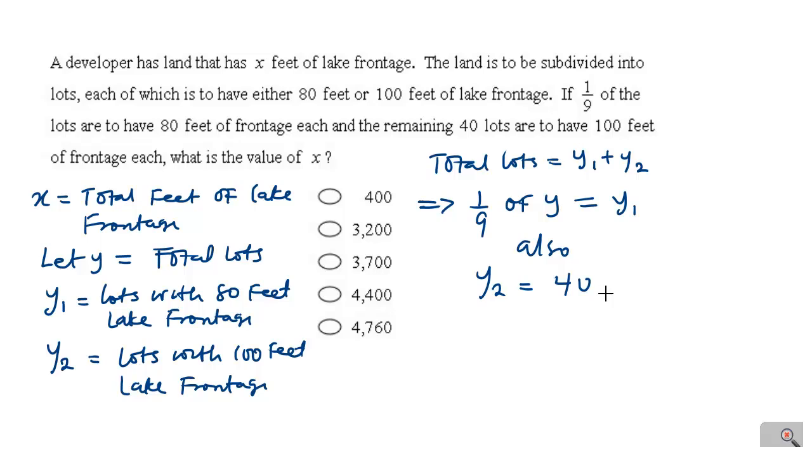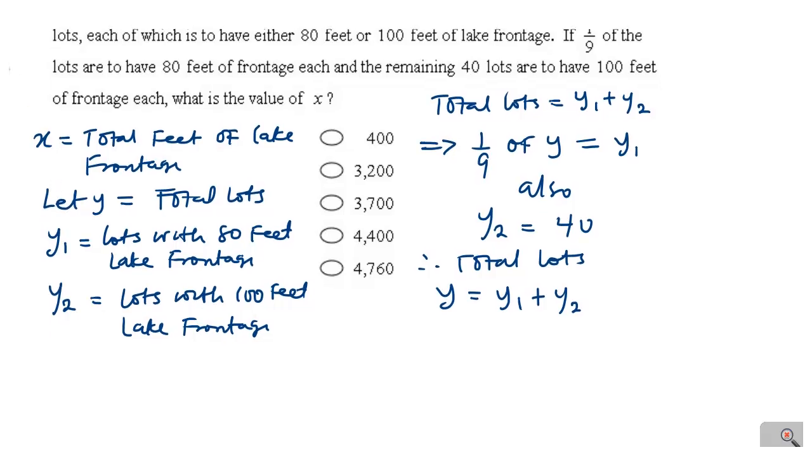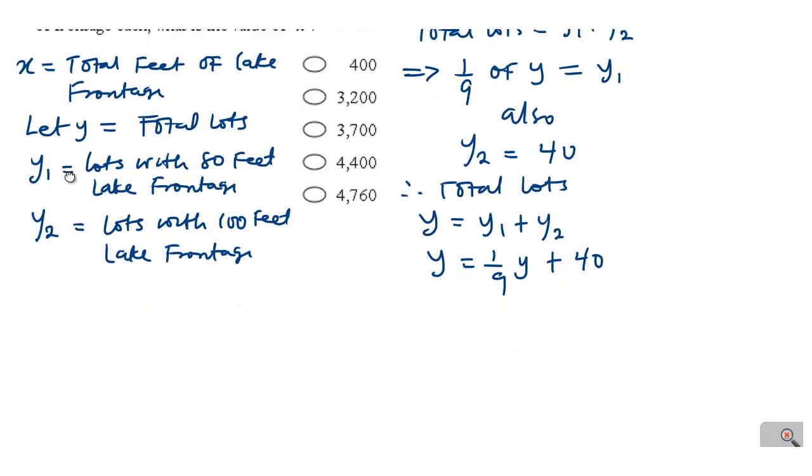So then we can write the total lots: Y is equal to Y1 plus Y2, just as we have it here. Wherever we see Y1, we replace it with 1/9 of Y. So Y is equal to 1/9 Y, because that corresponds to Y1, plus Y2, which is 40. So let's do this mathematics.